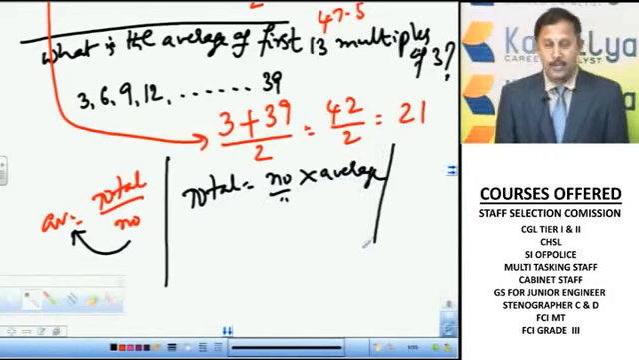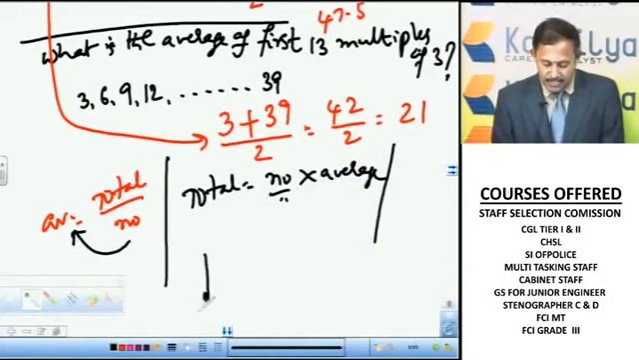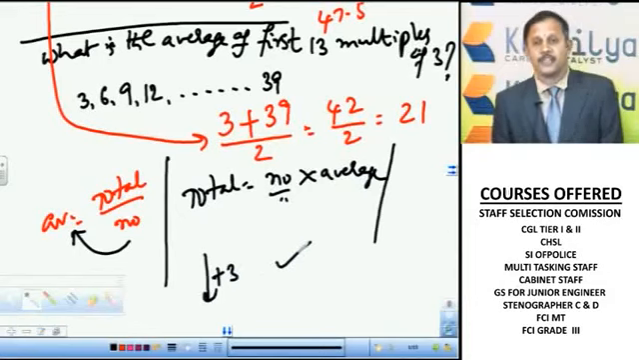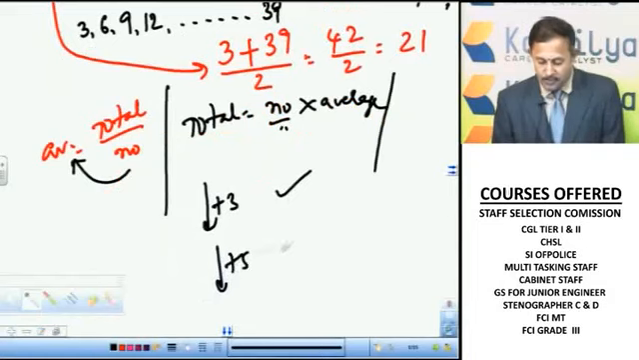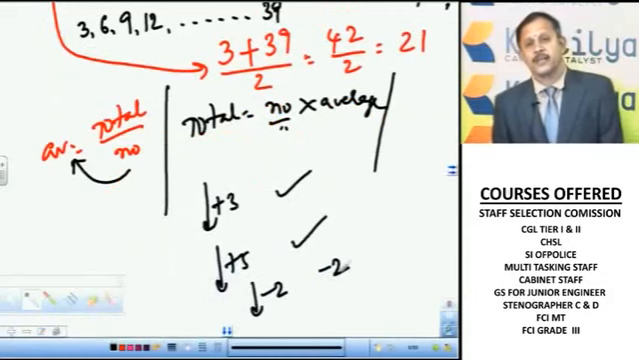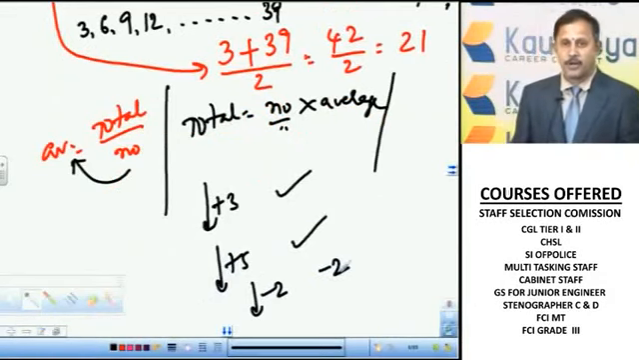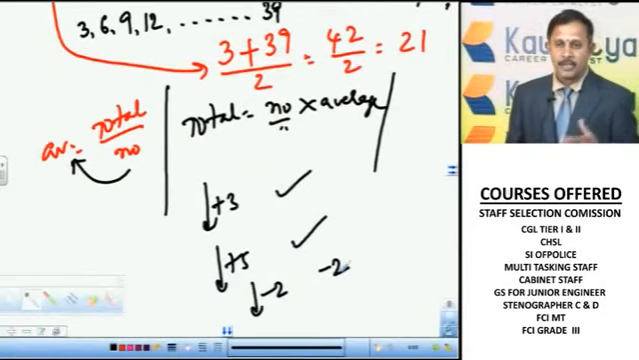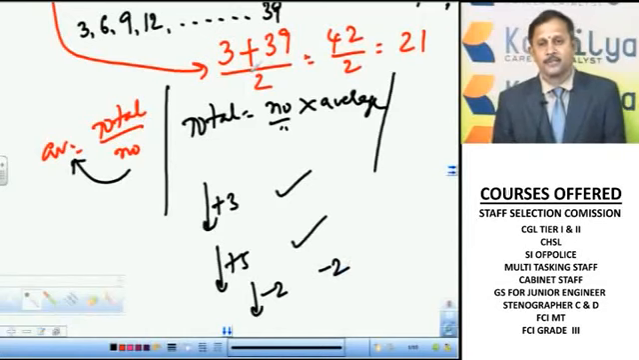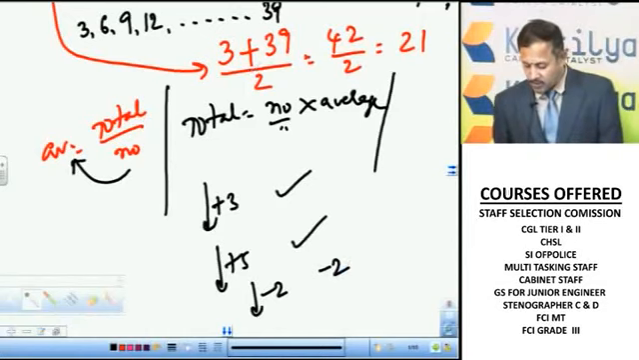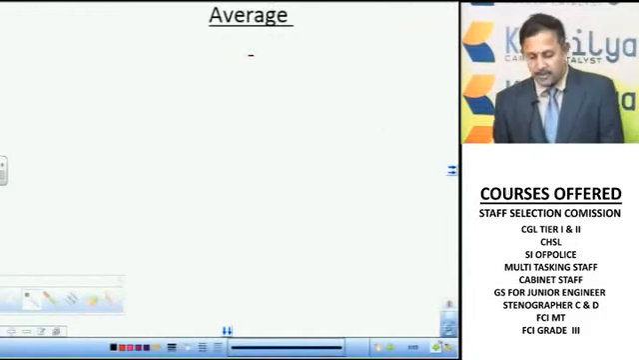Third one, in a group of elements, if each element is increased by 3, the average also increases by 3. If each element is increased by 5, the average also increases by 5. If each element is decreased by 2, the average also decreases by 2. And the fourth point to remember is, if the difference between successive elements is constant, then the formula for average of elements is first number plus last number by 2. These are the points you have to remember for all competitive examinations.